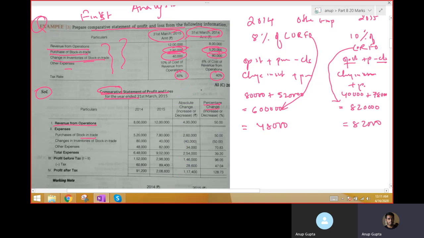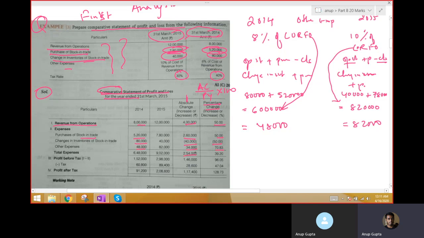The formula of percentage change is the absolute change that you get in this column divided by previous year into 100. So absolute change 4 lakh divided by 8 lakh into 100 is 50%. 2 lakh 60 divided by 5 lakh 20 into 100 is 50%. Minus 40 divided by 80 is minus 50%. 34,000 divided by 48,000 is 70.83%.